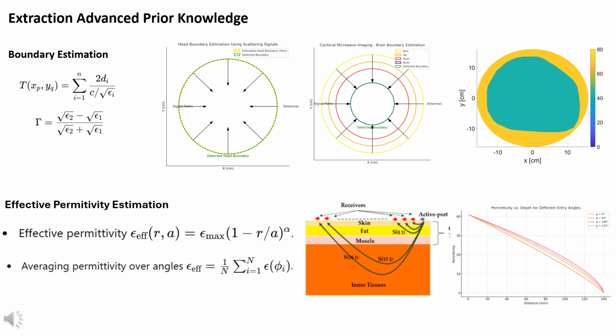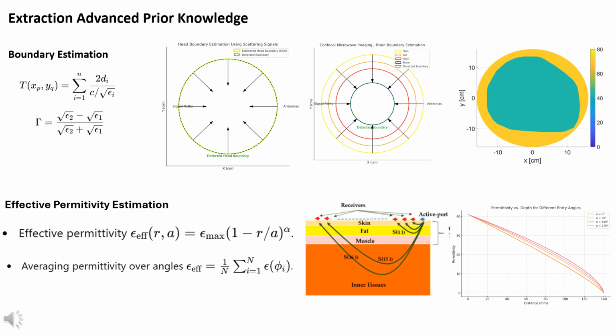Averaging permittivity over angles averages the permittivity values over multiple angles phi I, which improves the accuracy of imaging by capturing permittivity changes from different perspectives around the head. Visual aids in this section further illustrate how effective permittivity is computed.